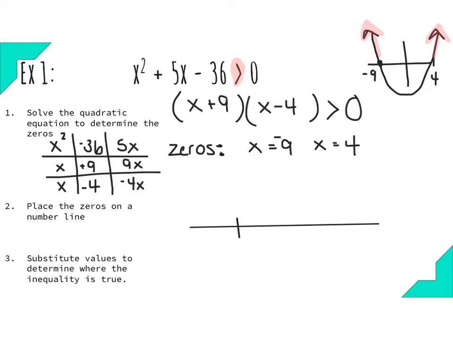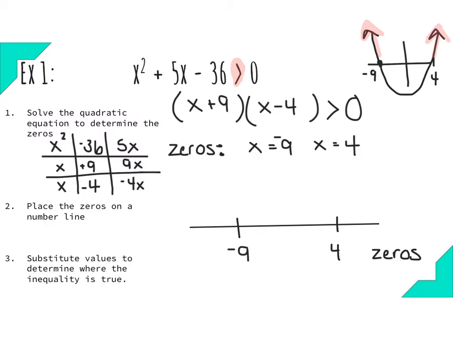So I place my zeros on the number line. I'm really asking, where is my parabola, or where is this inequality, greater than 0? Greater than 0 is where it's positive. So here's what you need to do. You need to pick one value. The value that you choose can be over here, where it's less than negative 9, between negative 9 and 4, or greater than 4. Just make sure you don't choose negative 9 or 4. It's got to be different than those two values. I like to choose 0 if it's not one of my zeros, because it's just easier to plug in.